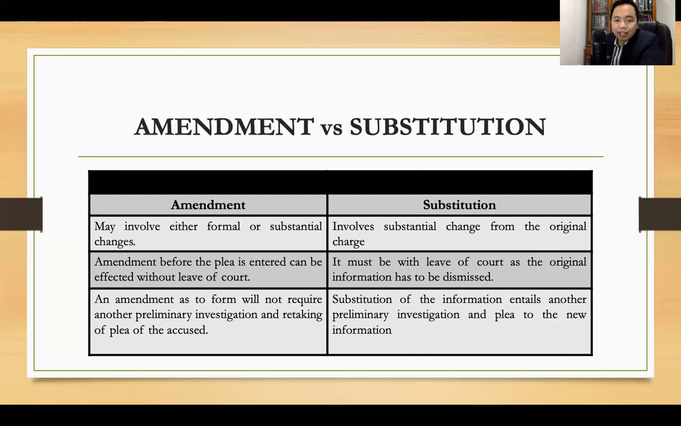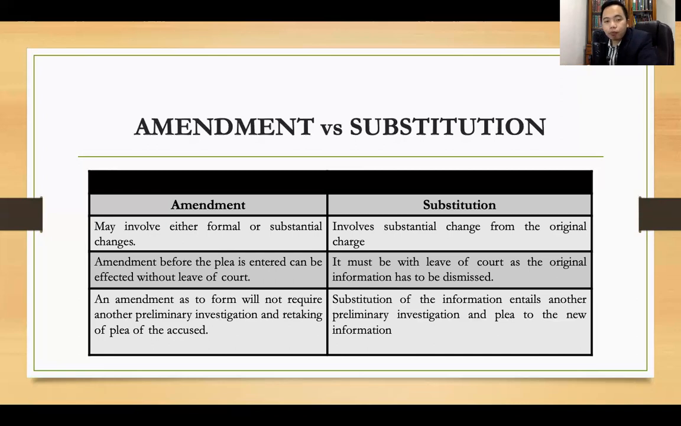On the other hand, class, in case of substitution, it must always be done with leave of court since the original complaint or information will have to be withdrawn and another one will be filed in court as a replacement.